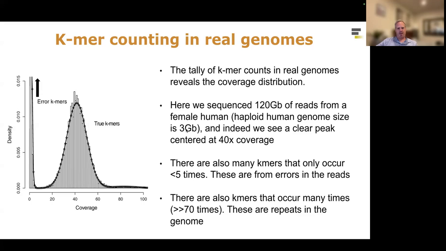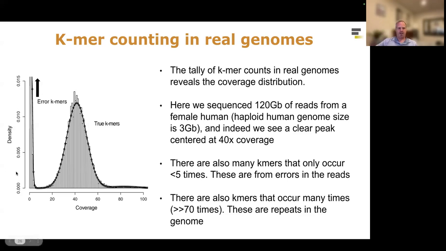We notice here that in addition to this main peak that we're interested in, there's also a bunch of k-mers that occur exactly one time or two times or three times, some small number of times. These are largely driven by errors in your reads. If you have reads that span different parts of the genome and you randomly introduce mistakes, it's very unlikely that that new k-mer will be someplace else in the genome. So those mistakes will create sequences that no other read has, or very few other reads have.